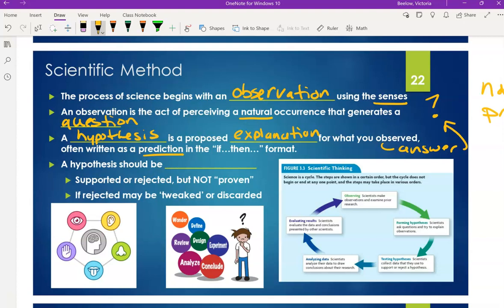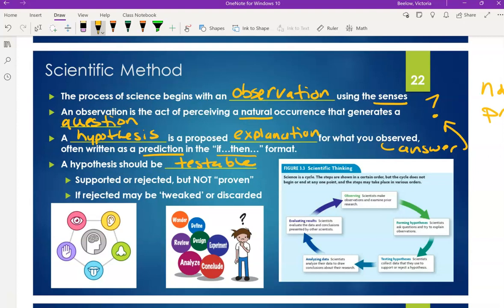I'm noticing this, so if I do this, then maybe this will happen. So a hypothesis is usually written in the if-then format. It doesn't have to be, but I find it a lot more helpful. In a hypothesis, it has to be something that is testable.